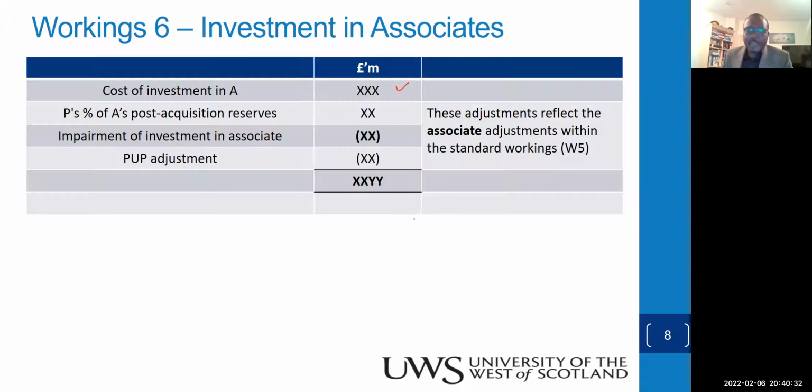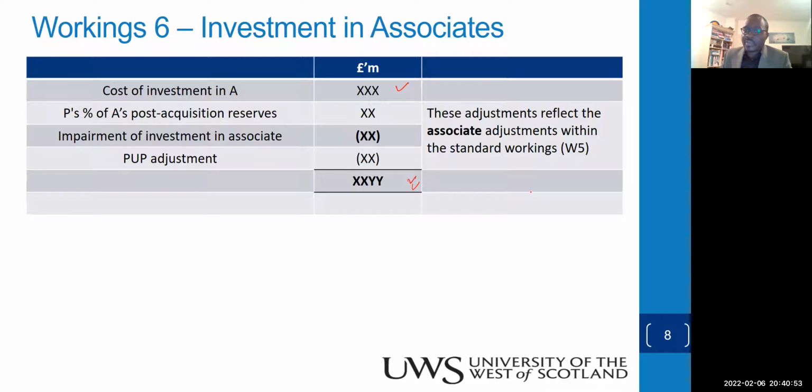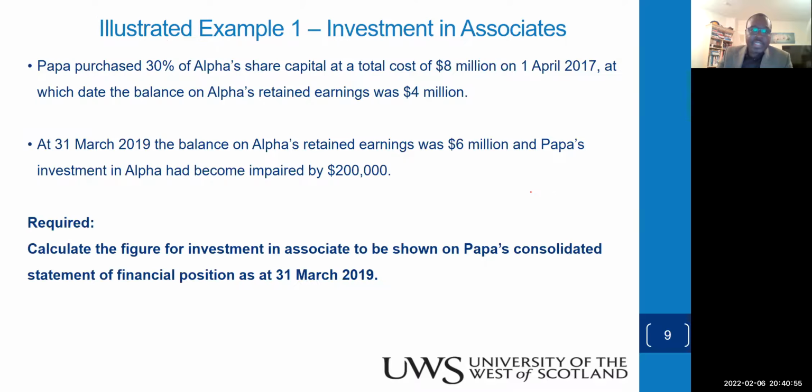Then we get this figure, which we report as investment in associate on the face of the balance sheet, or statement of financial position. Now, this adjustment, we are told, reflects the associate adjustment within the standard working 5, which I showed you here. The same things we find here are the same things we knock off here. All right.